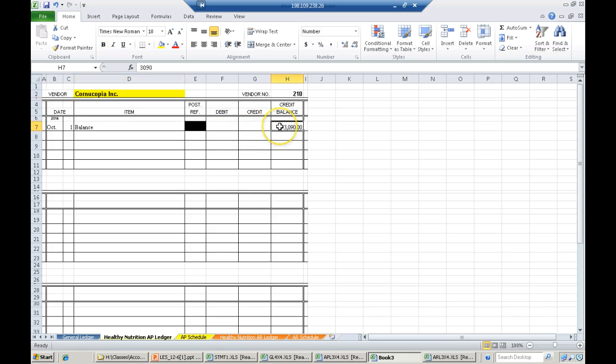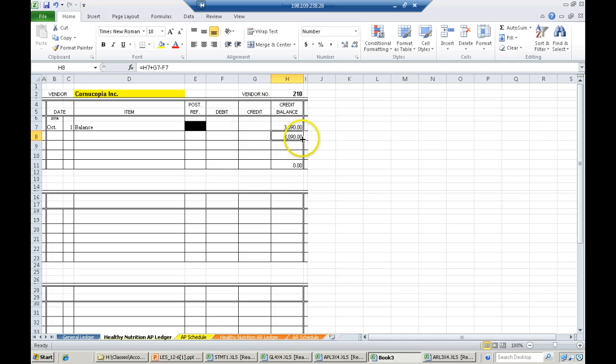Let's put our formula in. Again, let's put our formula in. It's going to be this box right here. We're going to put equals, since it carries a credit balance. Click that cell, plus our credits minus our debits. We hit enter.